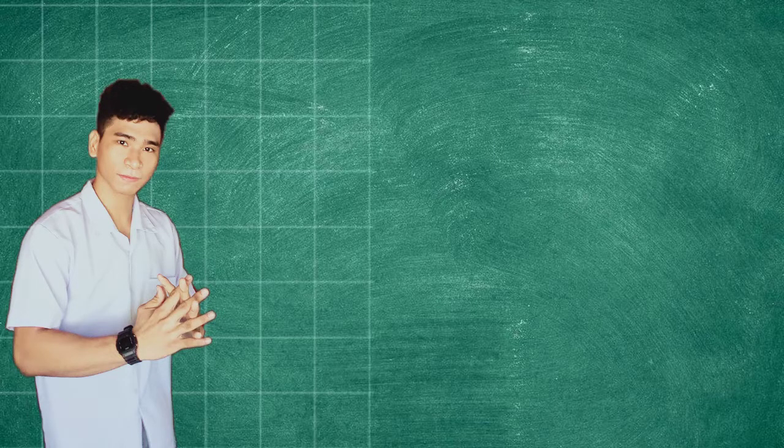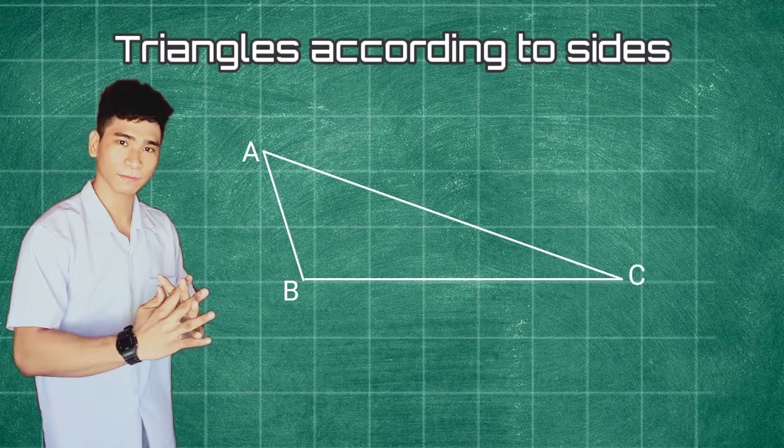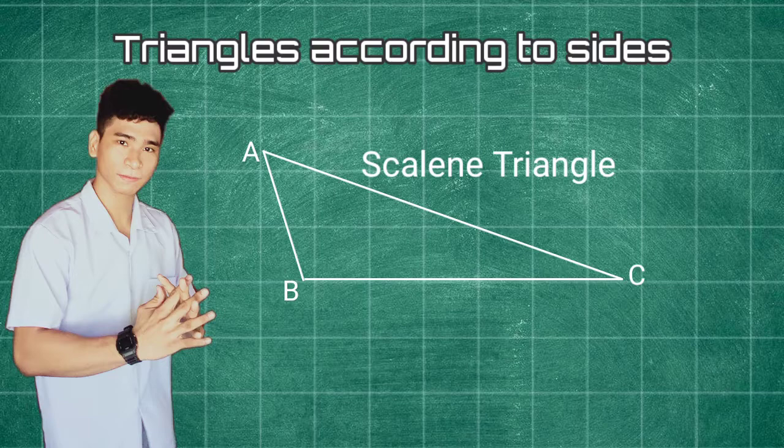Let's begin with classifying triangles according to sides. We have triangle ABC. Triangle ABC is a scalene triangle. According to the definition of a scalene triangle, every side is not congruent. So it means each side of this scalene triangle is not equal. Hindi equal yung size niya, so iba't iba yung haba ng sides niya.